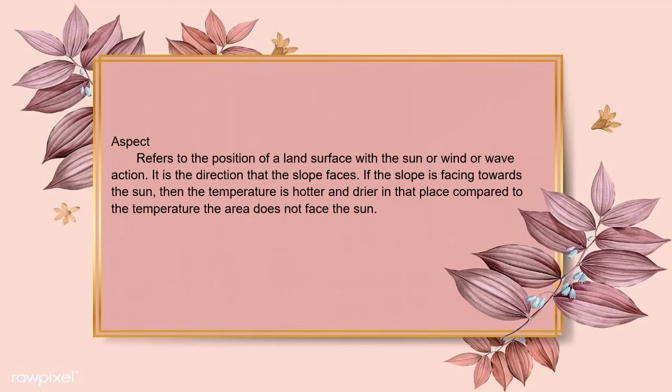Aspect refers to the position of a land surface with the sun or wind or wave action. It is the direction that the slope faces. If the slope is facing towards the sun, then the temperature is hotter and drier in that place compared to the temperature of an area that does not face the sun.